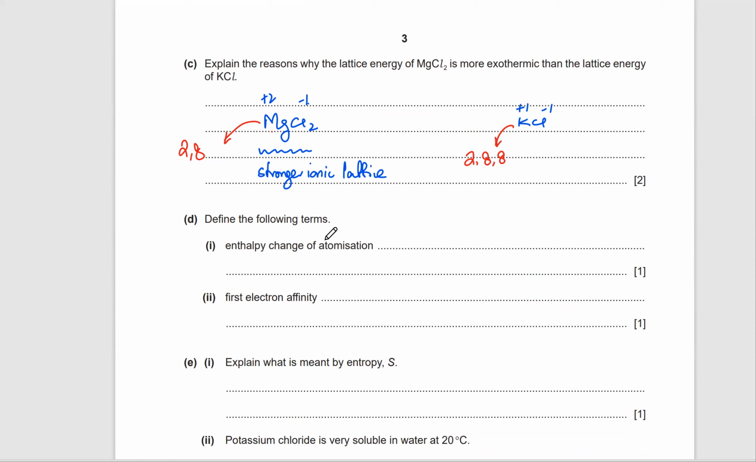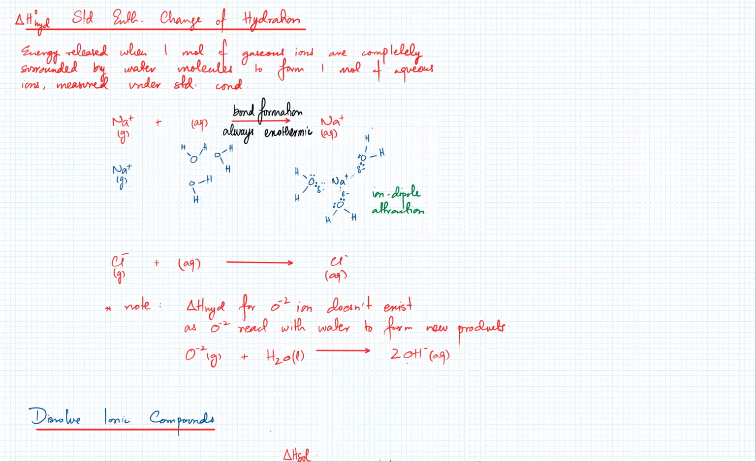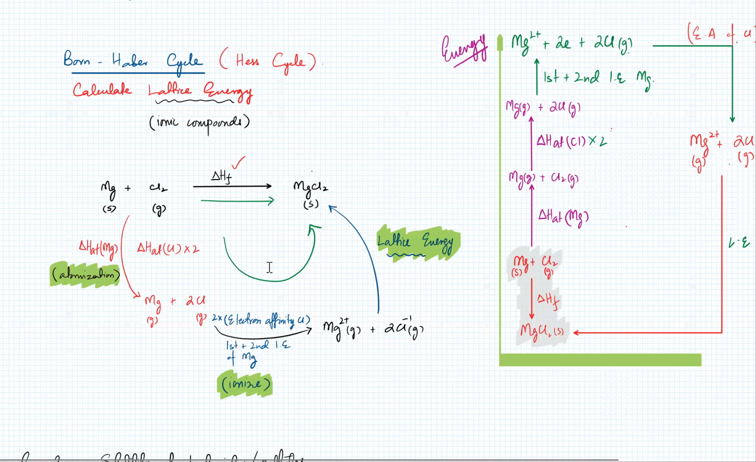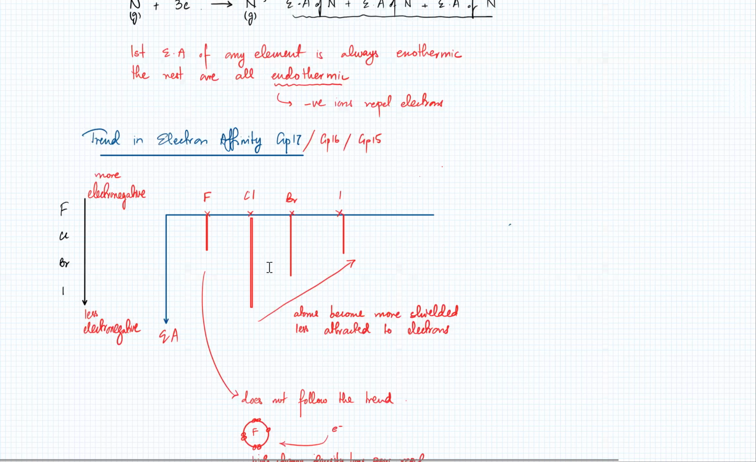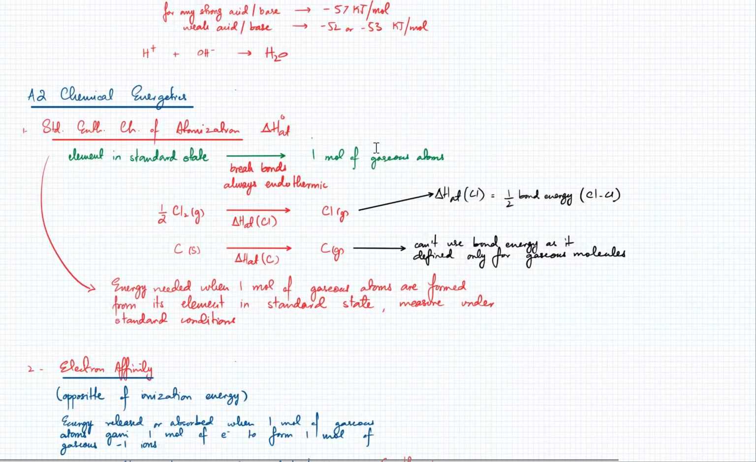Define the following terms. Enthalpy change of atomization, ये इधर कहीं defined थी, अभी इधर आया था बीच में ना, Born-Haber cycle से पहले था, I guess. Enthalpy of atomization was when you form one mole of gaseous atoms from what? From the element. तो energy needed क्योंकि you're breaking bonds. Atoms बनाने के लिए you would have to break bonds in the element. ठीक है, so it's endothermic. So it's energy needed when one mole of gaseous atoms are formed from its elements in standard state measured under standard conditions. ठीक है, one mole of gaseous atoms from its elements.